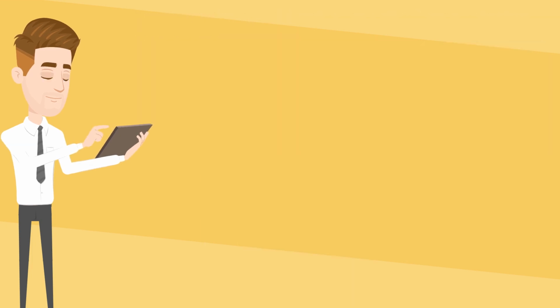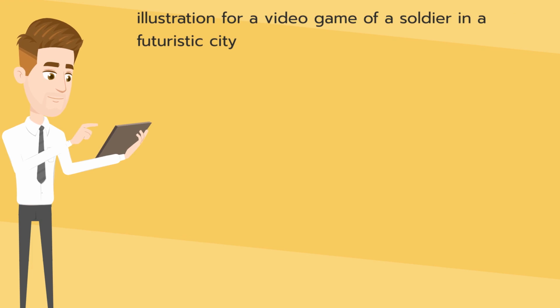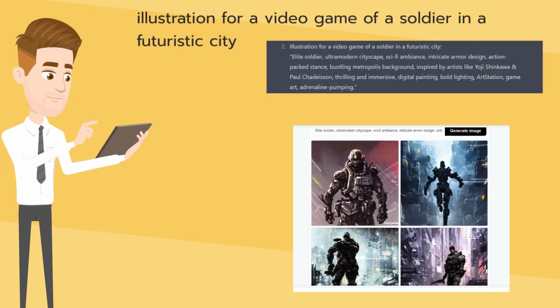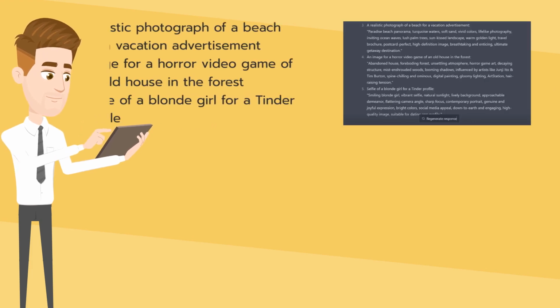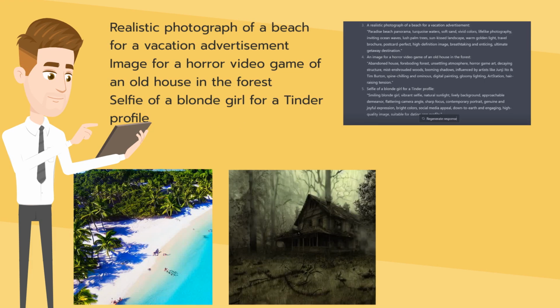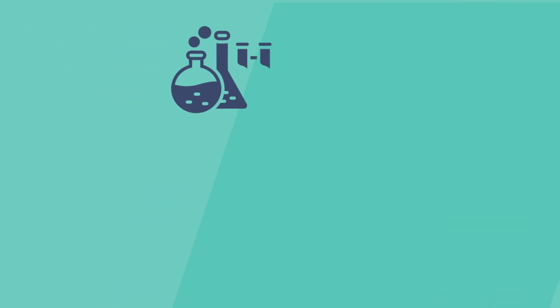The next one is an illustration for a video game of a soldier in a futuristic city. Here is the result. The next one that I ask for is a realistic photograph of a beach for a vacation advertisement, an image for a horror video game of an old house in the forest, and a selfie of a blonde girl for a Tinder profile. Here are the results.